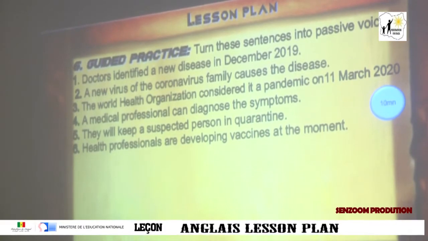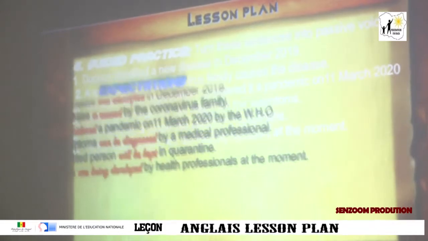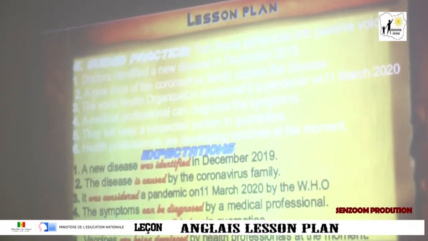Activity number 1. Just 5 minutes to change all these sentences into passive voice. Now let's move to the expected answer. Expectations. Sentence number 1. A new disease was identified in December 2019.